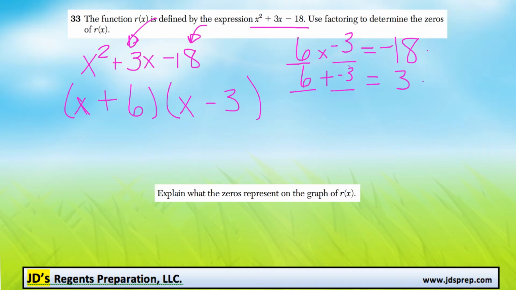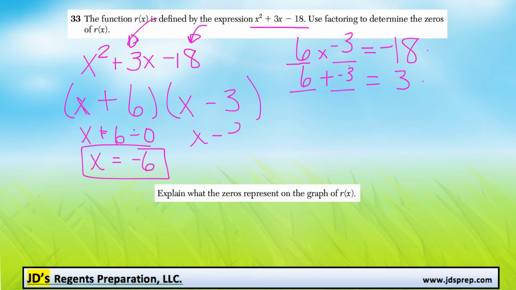So to solve this, we're going to set both of these equal to 0. So if x plus 6 equals 0, that means x would equal negative 6. And if x minus 3 was equal to 0, that means x equals 3.